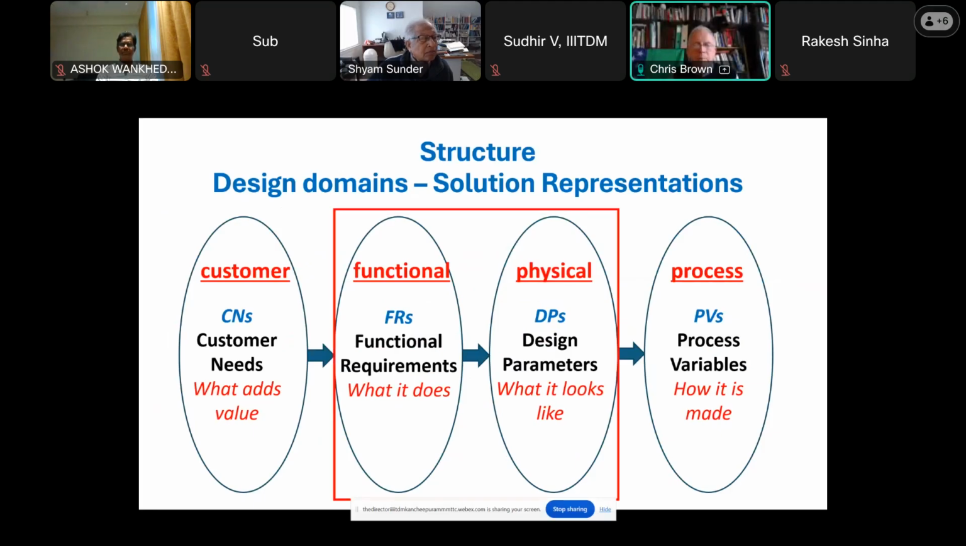So mostly what we're going to be doing is working with these two spaces. And we certainly can get more into the other ones. We'll be talking a little bit about getting from the customer needs. We're going to leave process variables for another day.